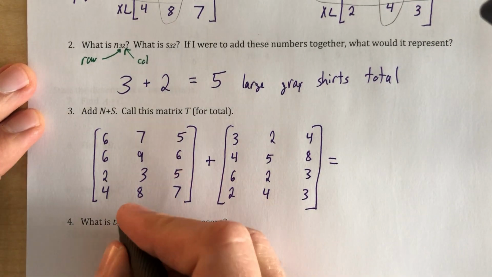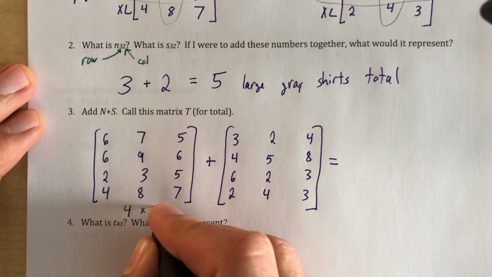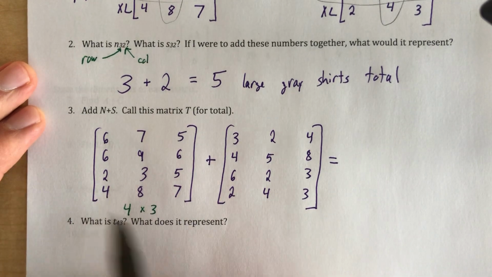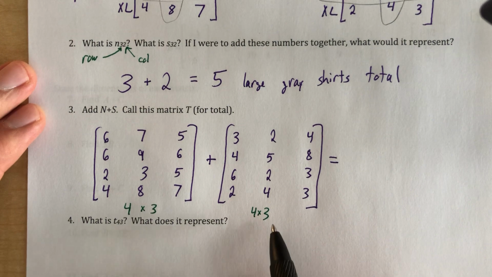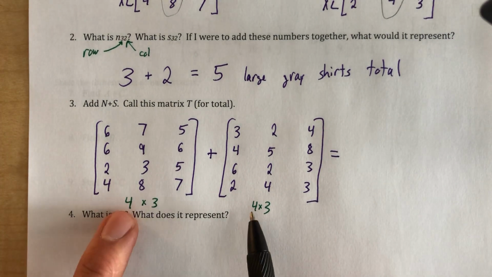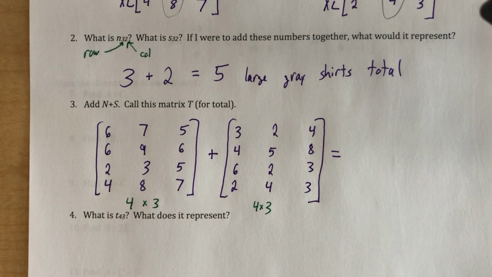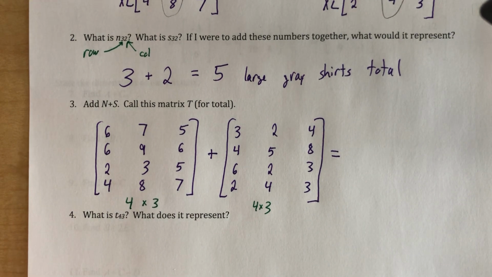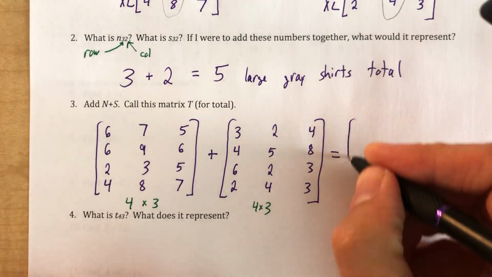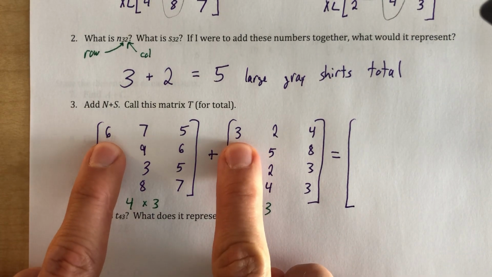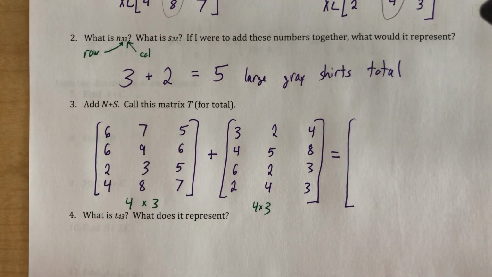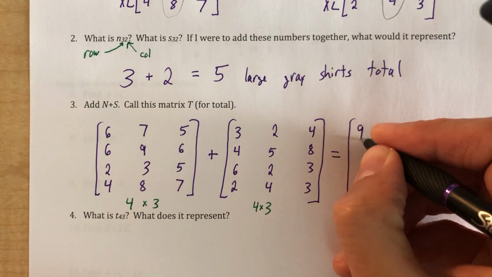So I have 4 rows and 3 columns. This is a 4 by 3 matrix right here. And if I was to add a 4 by 3 and a 4 by 3, don't get carried away. Don't be like, oh, 8 plus. No. It's a 4 by 3. Because this is what's about to happen: I am just about to say 6 plus 3. Don't make it harder than it is. I'm going to have 9 right here.